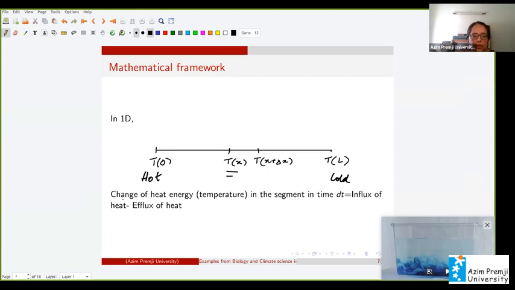And so how does one understand the construction of the equation? You use the assertion that the change in the heat energy, for which the temperature is a proxy, in this segment, take this segment and find out how much heat has come in and gone out, and that will tell you how much the heat energy of this segment has changed.